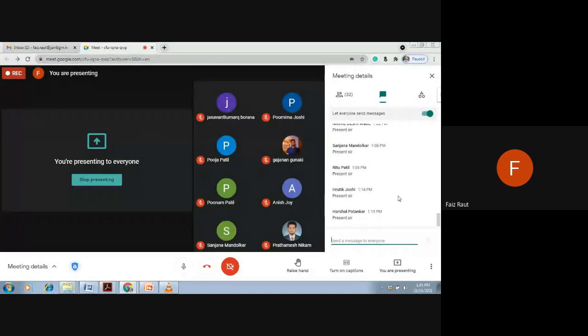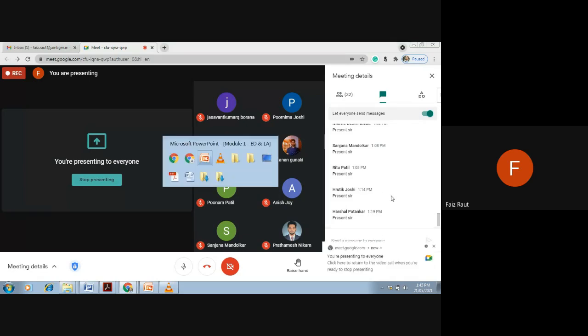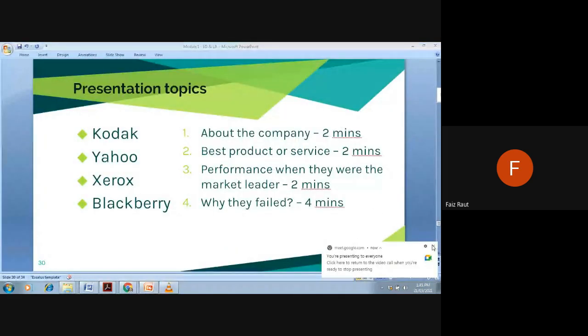If anyone is interested, just message me. WhatsApp करो, which company you want to take. These are the 4 companies: Kodak, Yahoo, Xerox, and BlackBerry. You have today, tomorrow, Sunday, Monday, maybe Tuesday also. So 4 to 5 days you have to prepare this. I need 4 people, no groups. Groups कुछ नहीं, 4 लोग चाहिए. One person will be presenting Kodak, one Yahoo, one Xerox, one BlackBerry. ठीक है. You can message me, just write the name of the company.